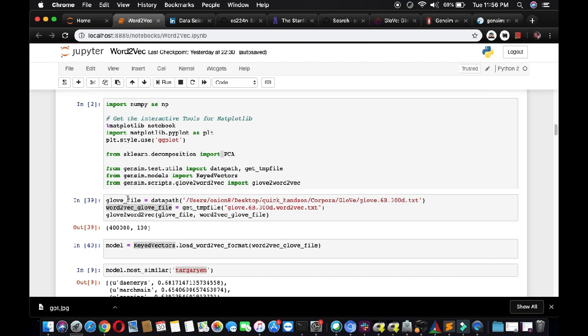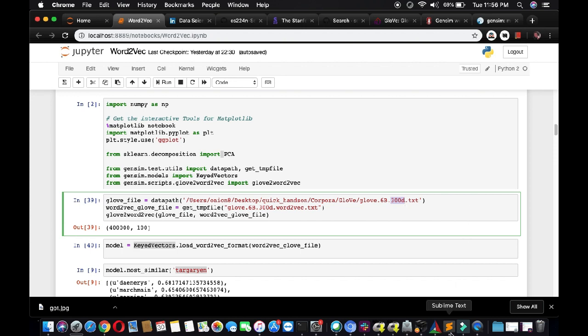So this is a GloVe file. First we'll take the data path. There is one more thing to mention: it comes in various dimensions. It comes in 50 dimension, 100 dimension, 300 dimension, 500 dimension. As the dimension increases, the computational cost will increase, but it will be more accurate.